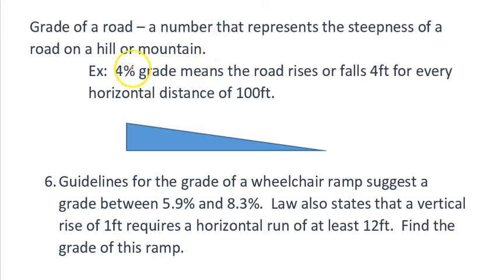So an example is that a 4% grade means that the road is going to rise or fall 4 feet for every horizontal distance of 100 feet. So if you horizontally went 100 feet, the road would rise 4 feet. And they're getting the 4 over 100 to get that 4% grade. Because if you type this in your calculator, you're going to get 0.04, which is 4% when you change from a decimal to a percent.